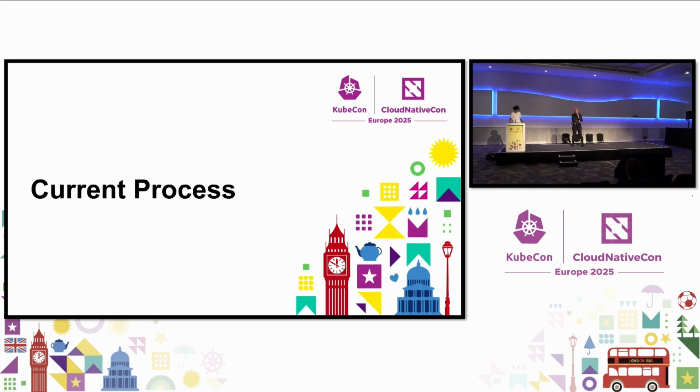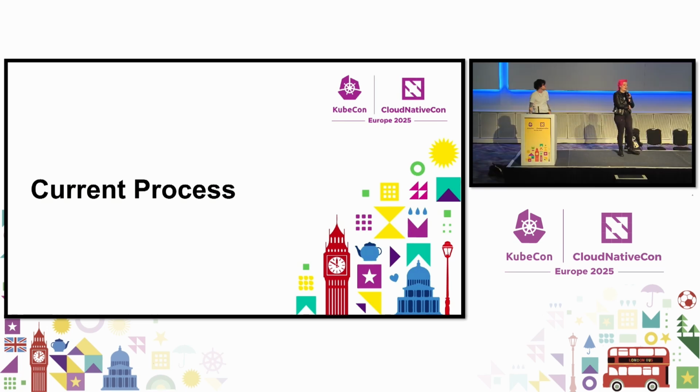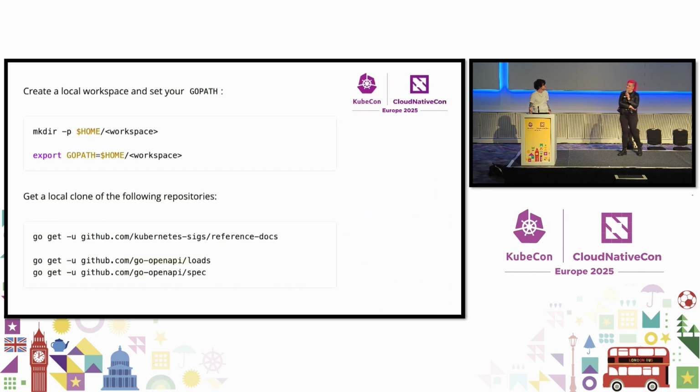First, I'm going to describe the current process. Note that everything I'm going to go through here is something that has to be done twice, once for Kubernetes and once for kubectl, which is lovely and not at all inconvenient. So, the first thing we have to do is create a local workspace and set our Go paths, and then get a local clone of several repositories. This starts out pretty easy, pretty straightforward. This is all documentation from the Kubernetes website.